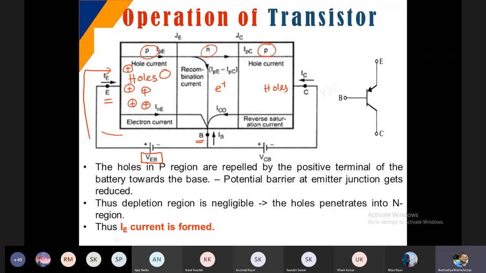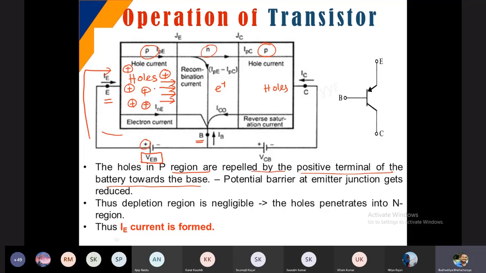So what happens is that the holes in the P region are repelled by the positive terminal of the battery towards the base, because this is also plus, this is also plus. So plus and plus get repelled, and this will have a movement in the direction of the arrow I'm writing right now.